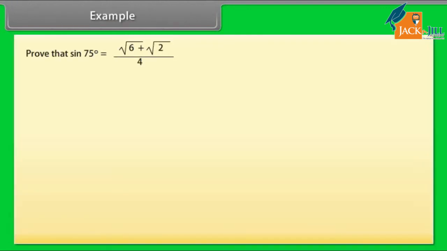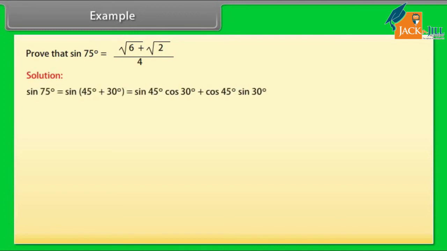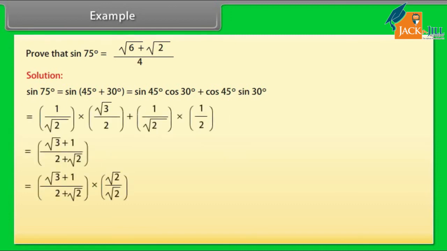Example. Prove that sine of 75 degrees is equal to root 6 plus root 2 by 4. Solution. Sine of 75 degrees is equal to sine of 45 degrees plus 30 degrees. That is, sine 45 degrees into cos 30 degrees plus cos 45 degrees into sine 30 degrees. By solving it, we get root 6 plus root 2 by 4.